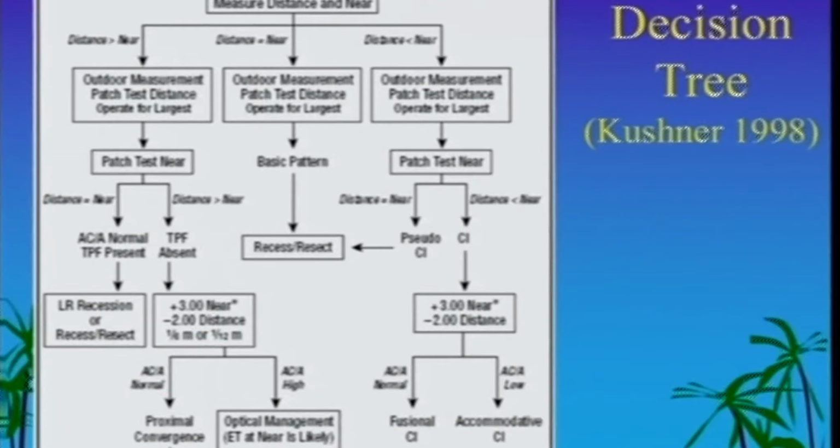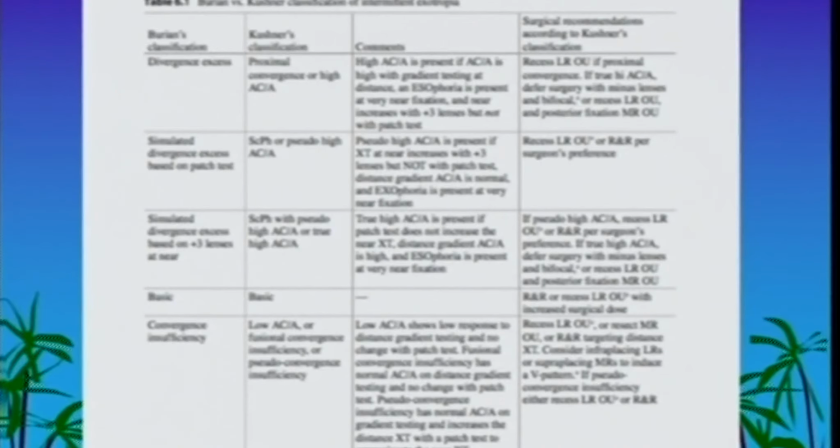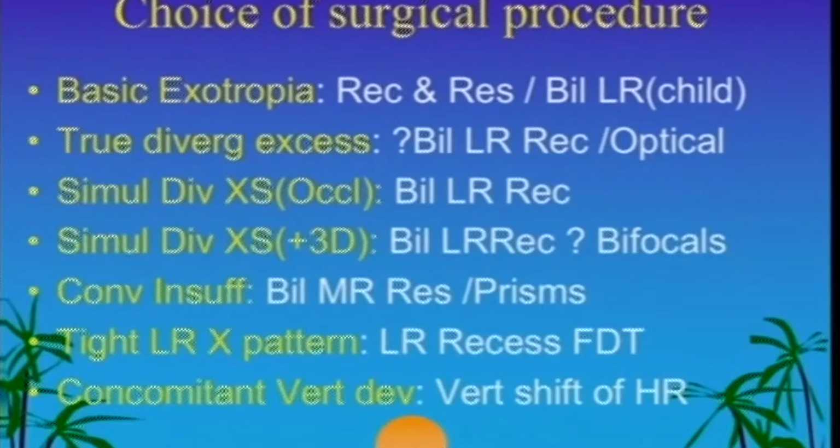That's important. The decision tree that you need to remember is here. This is like Schindler's List. The book of Kushner's, which has come recently, gives it very nicely. Some of these things you can see in Kushner's list. The choice of surgical procedure, just simplified, is this. In basic exotropias, we prefer to do R&R in adults. In children, we may still do bilateral LR recessions. In true divergence excess, we prefer to do a bilateral LR recession, and sometimes we may have to do optical corrections for near in addition, because they may have a high AC/A ratio.